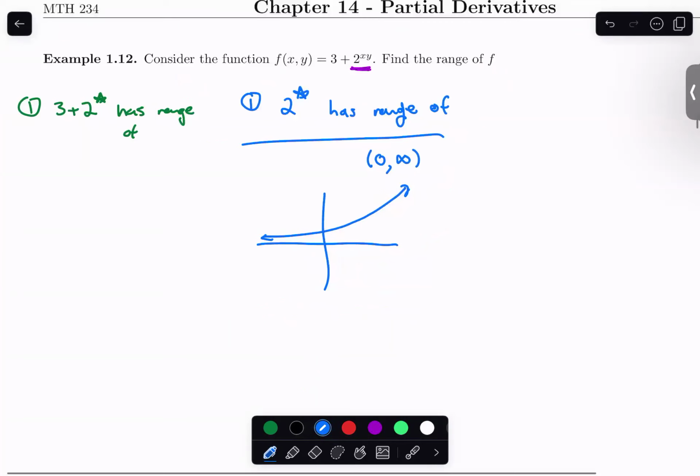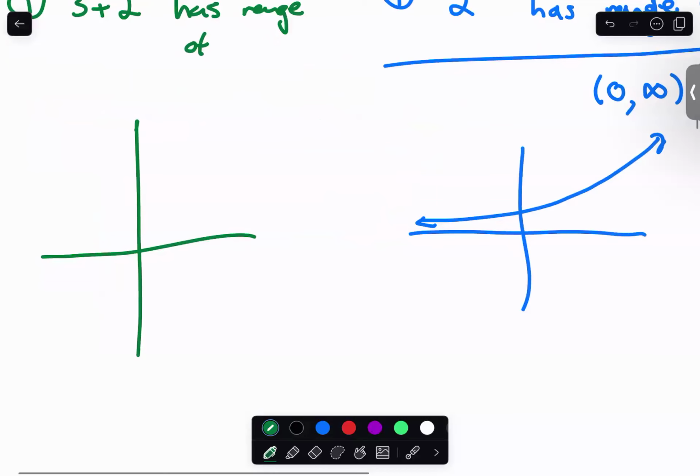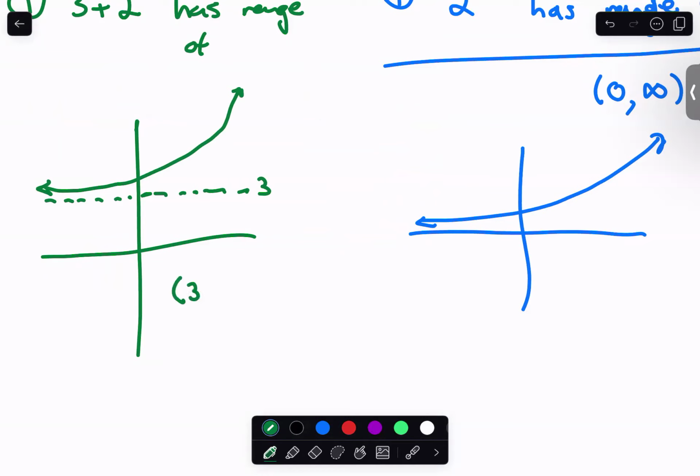So if I wanted to instead solve this other problem over here, that plus 3 is just going to take that same picture here, but then raise it up by 3. So instead of my horizontal asymptote being at 0, my horizontal asymptote is at 3. So that means that so far, if I include back that 3, my range is going to be 3 and larger.